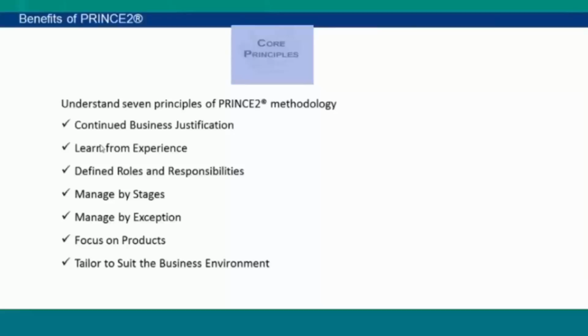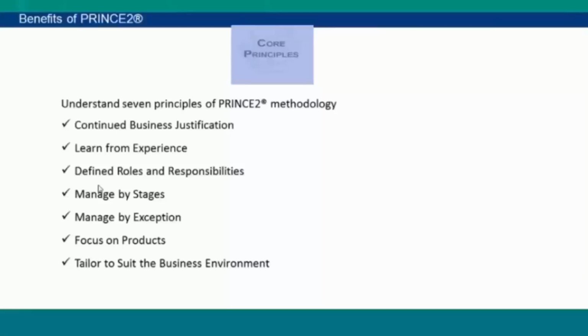Third, we have the defines roles and responsibilities principle. It means roles and responsibilities: who will be the role, and what is the responsibility of those roles? That we need to define. So who are the main stakeholders we have? Who will do what? Like this. So we need to define. This is my third principle.